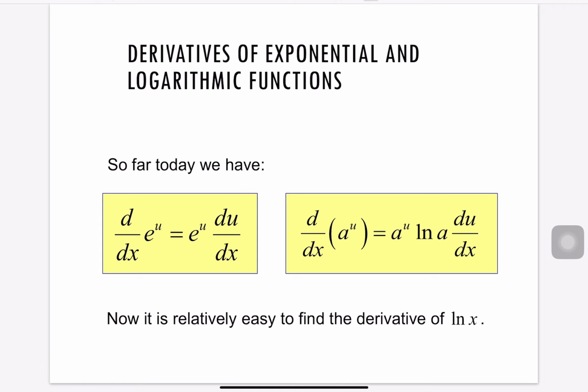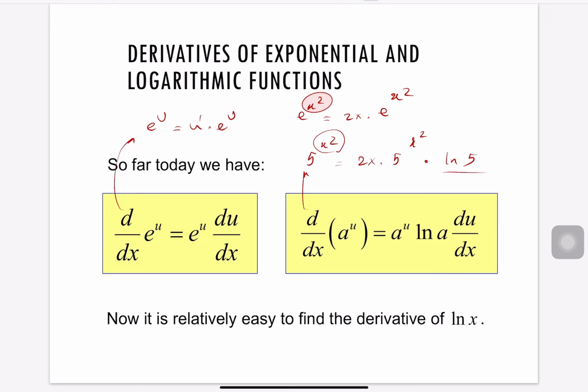The derivative of e power u, I have mentioned, will be u prime e power u. Again, I write for you: e power u will be u prime e power u. For example, e power x squared: first I have to find the derivative of x squared, which is 2x, multiply e power x squared. It's very easy. But for a power u, for example 5 power x squared, we have to write the derivative of x squared, which is 2x, the same 5 power x squared, multiply ln 5, okay.